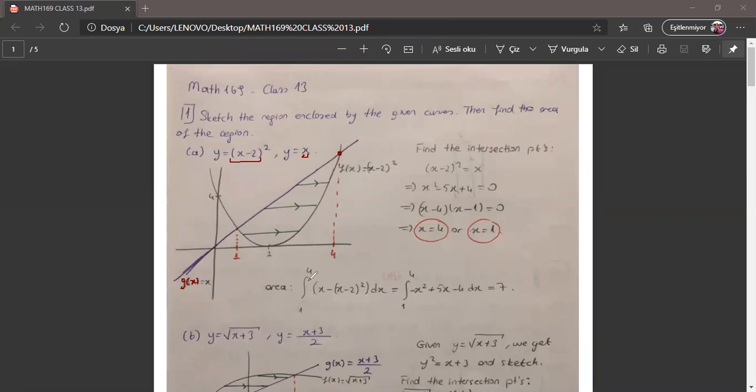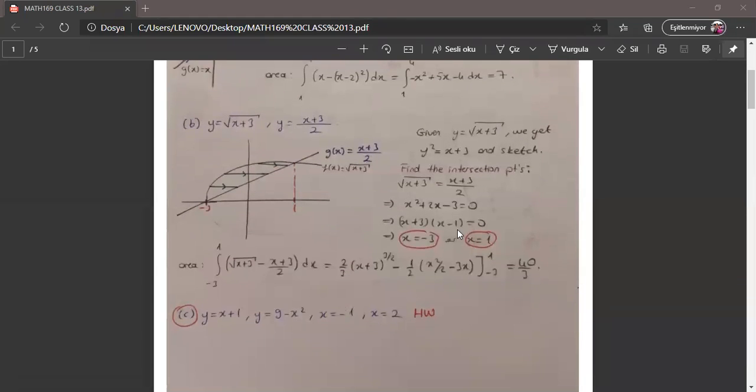Then how do we decide the boundaries? Here we see the intersection points are there, right? And the bounded area is between them. Okay, we integrate with respect to x. That's why we write the boundaries of x. Okay, here we have 1 and 4 as in here. Okay, so we get this as the area. Now we have this.